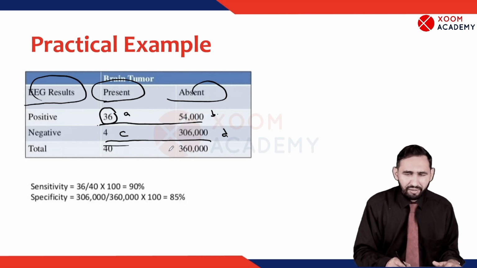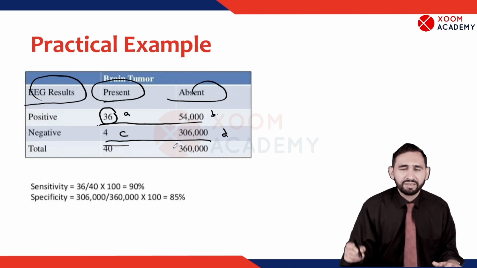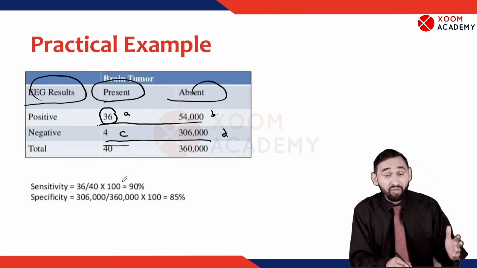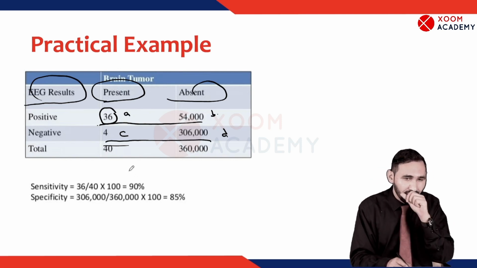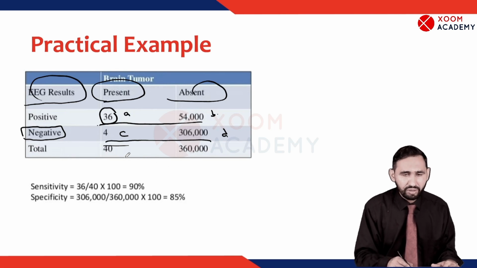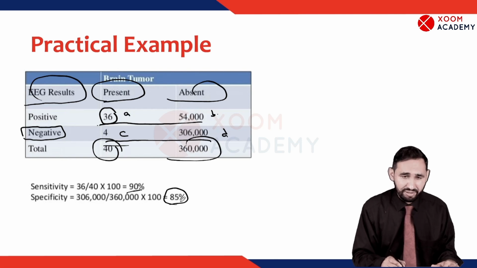But when we did a diagnostic test, or further investigation, only 36 were diseased, and four individuals whose test was negative were also diseased. So the total diseased people are 40 and non-diseased people 360,000. Sensitivity of this test is 90%, specificity is 85%.